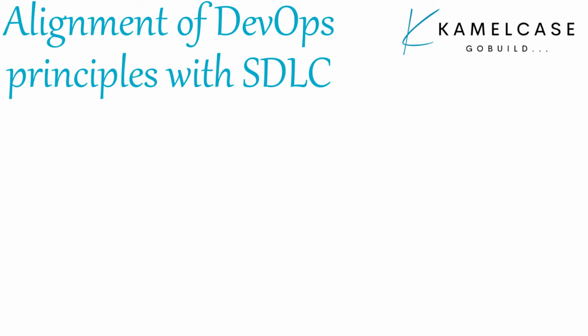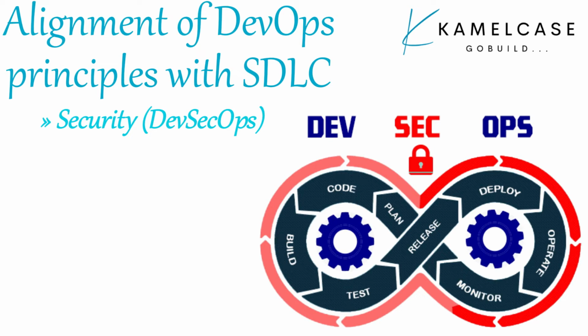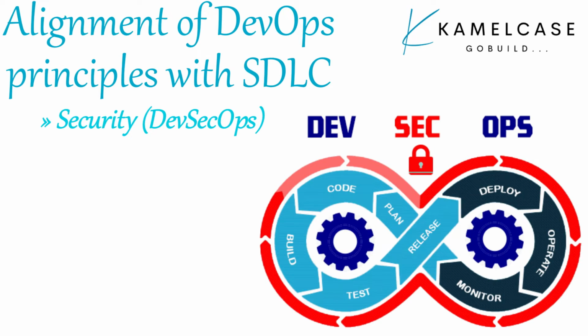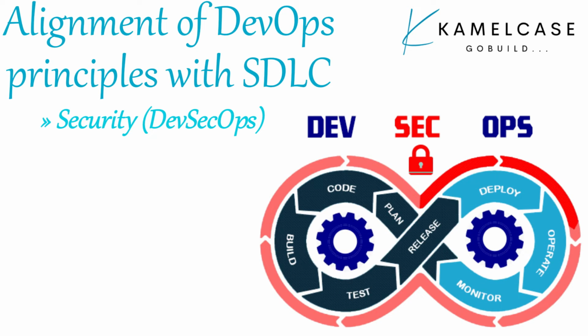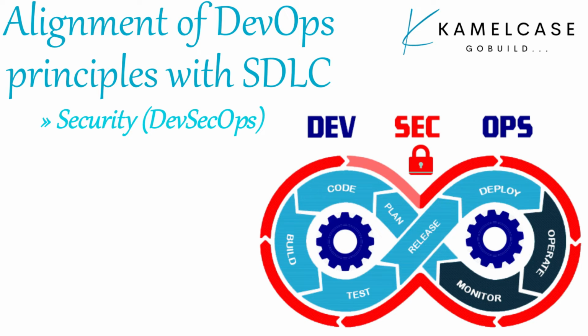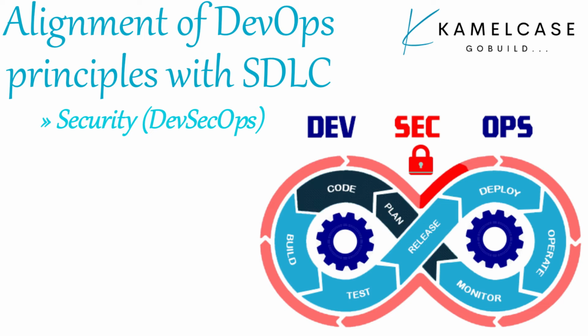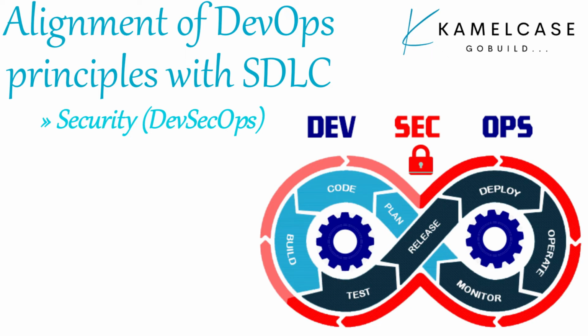We have now come to the final principle, security. So, without further delay, let's discuss how this principle aligns with the SDLC process. DevSecOps integrates security practices throughout the SDLC to identify and mitigate vulnerabilities early. For example, in the SDLC's design phase, security experts review and validate the system architecture for potential security weaknesses, allowing for early mitigation.